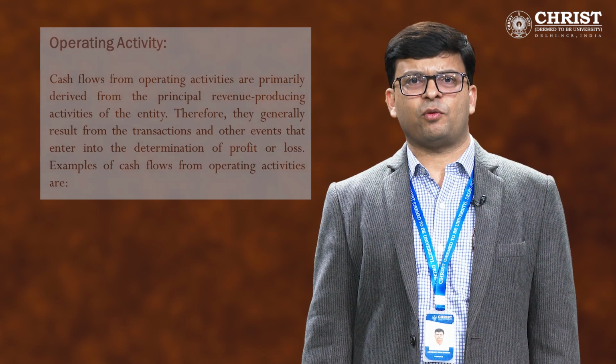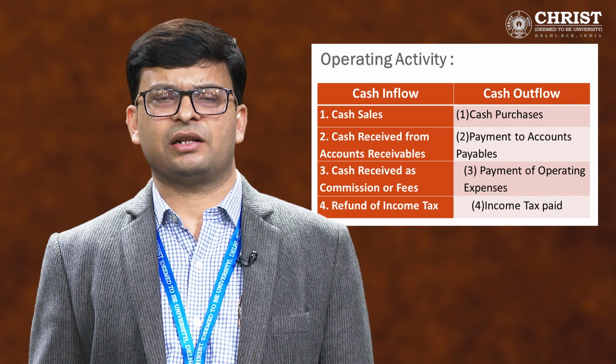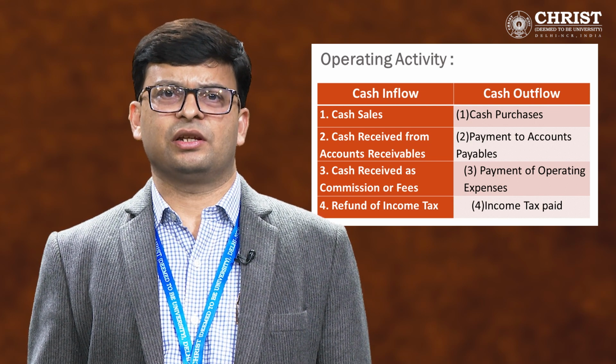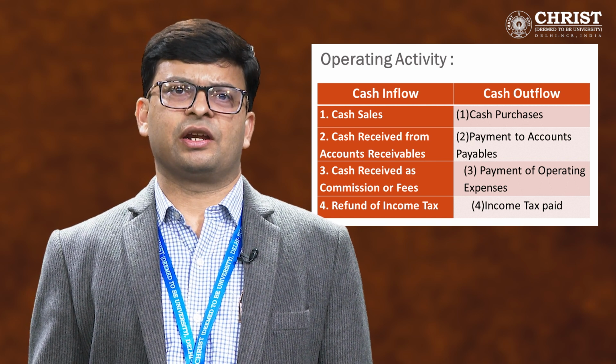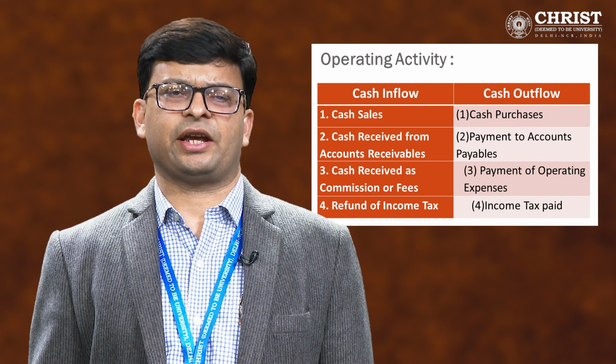Examples of cash flow from operating activities are as follows. In case of cash inflows, examples are cash sales, cash received from accounts receivables, cash received as commission or fees, royalty received, refund of tax. In case of cash outflow, examples are cash purchases, payment to accounts payables, payment of operating expenses like salary, wages, rent, audit fees, etc., payment of taxes, like this.